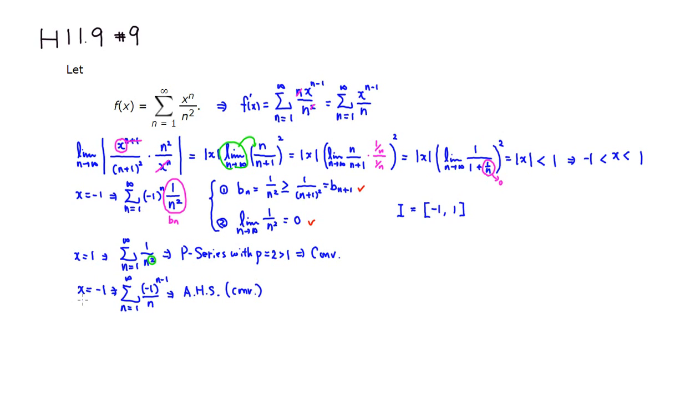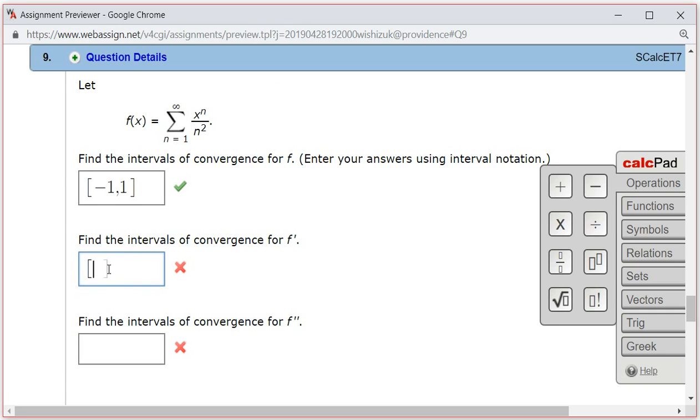So it converges at -1, and if we try x equals +1, then since it's positive, it's going to be just 1 over n. So this is the harmonic series, which is divergent. So we're going to include -1, but not +1. So the interval of convergence for this is a bracket on -1, but a parenthesis on +1. So let's type it in. You have a bracket -1, and a +1 with the parenthesis.